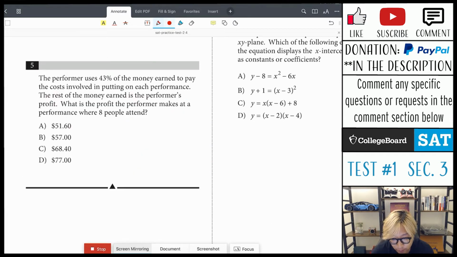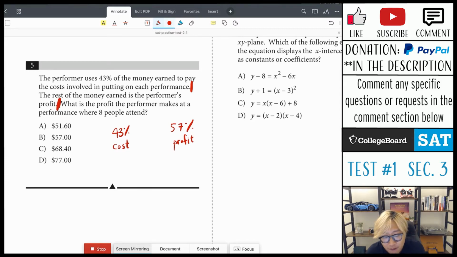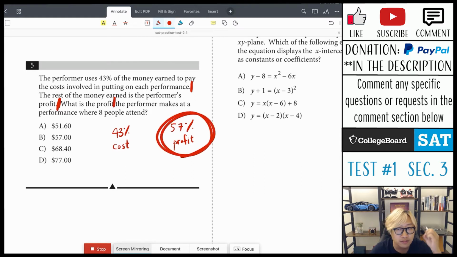Number 5, the performer uses 43% of the money earned to pay the cost involved in putting on each performance. So 43% is the cost, aka he takes 57% as the profit. The rest of the money earned is a performance profit. What is the profit? We want this part. We're not worried about the cost. We're worried about the profit.